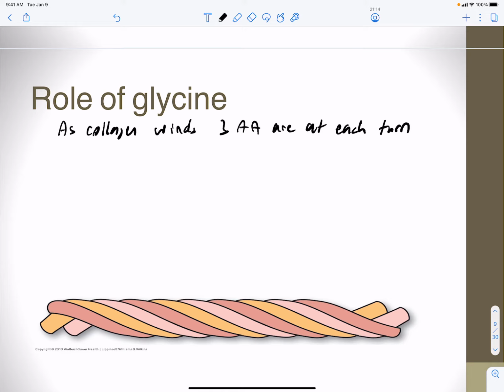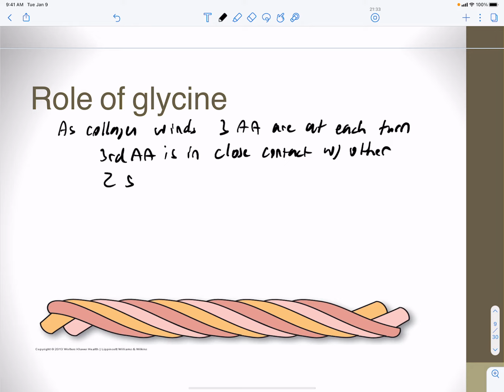The third amino acid is in close contact with the other 2 strands. There's alpha 1, 2 alpha 1s, and 1 alpha 2. So those are the 3 strands. And so only glycine can fit this position.